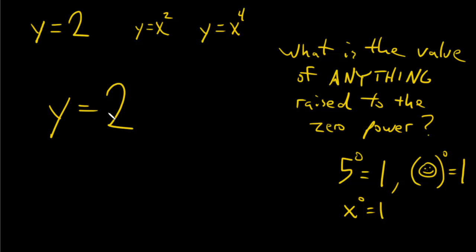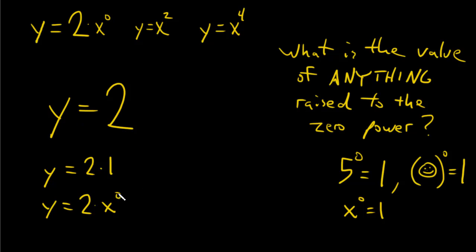Okay, so y equals 2. Well, y equals 2 is the same thing as y equals 2 times 1. And we already said that 1 is the same as x to the 0 power. So this is really y equals 2 times x to the 0 power. So even though it doesn't look like there's a variable here, there is a variable here. It's just raised to the 0 power.